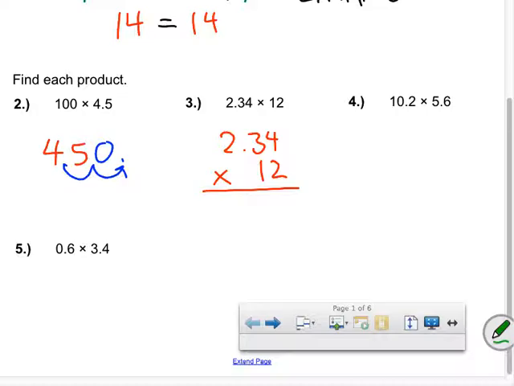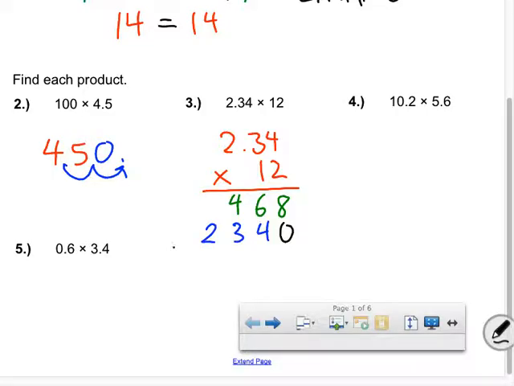2 times 4 is, class, 8. 2 times 3, 6. And 2 times 2, 4. Now before I multiply the next digit over, I have to do what? I've got to put a 0 in there, right? The place value. Now I can multiply the 1. So let's go and do that. What's 1 times 4? What's 1 times 3? And 1 times 2? Okay.